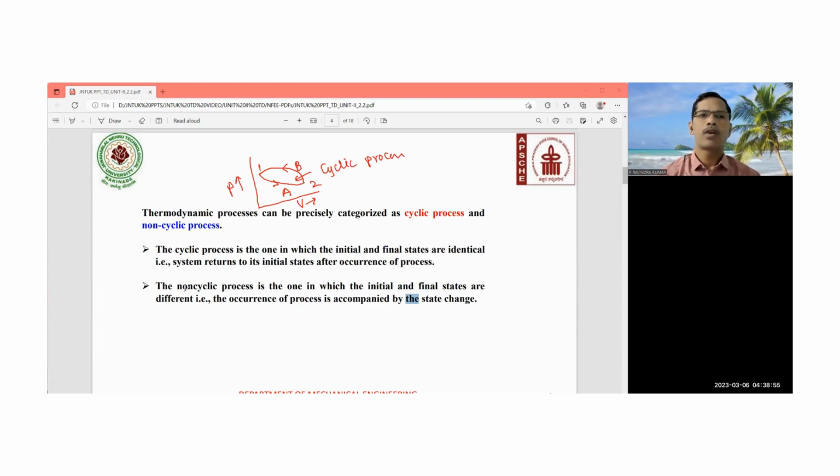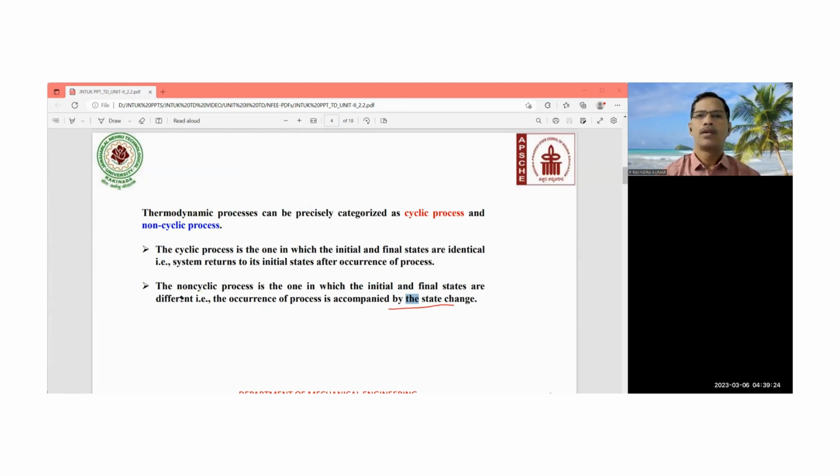The non-cyclic process is one in which the initial and final states are different. That is, the occurrence of a process is identified by a state change. So that is nothing but the non-cyclic process. Cyclic process and non-cyclic process.